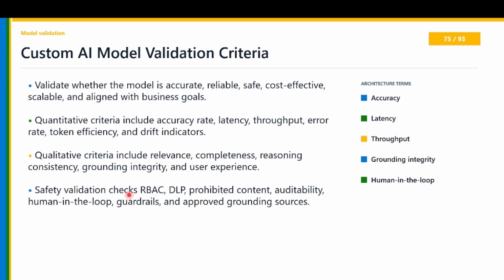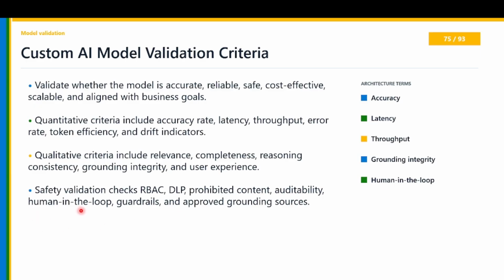Safety validation checks include role-based access control, RBAC, and data loss prevention in Microsoft Power Platform, DLP. There is also prohibited content that you should never use or access, prohibited tasks that you should never do, and tasks that you should always escalate to human in the loop. Then auditability: is the entire process auditable?